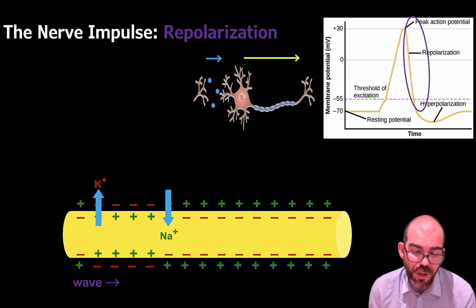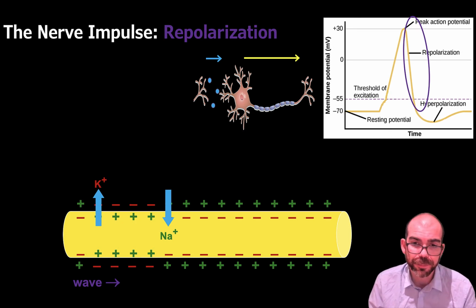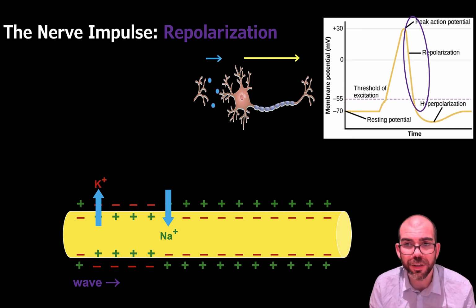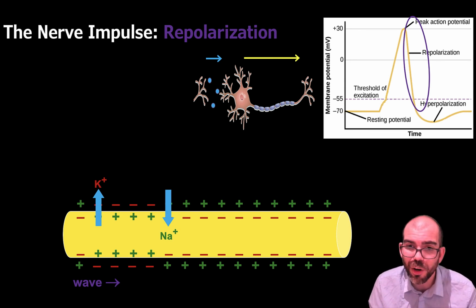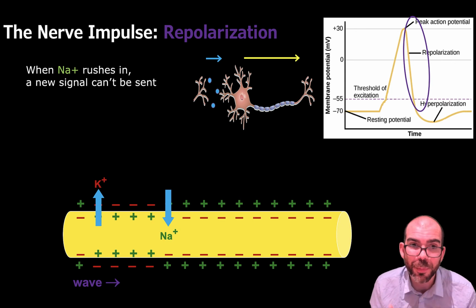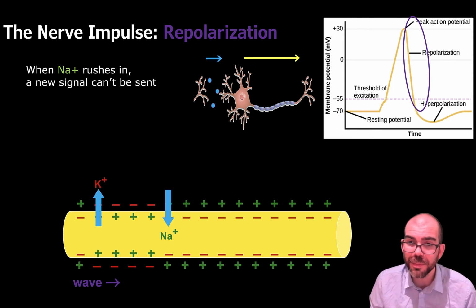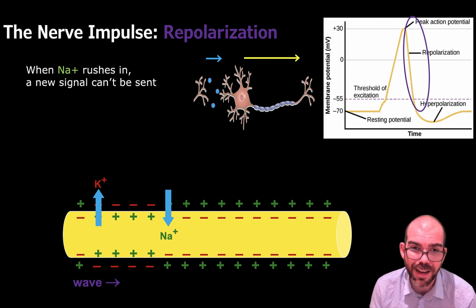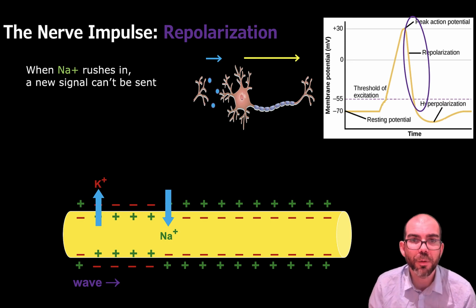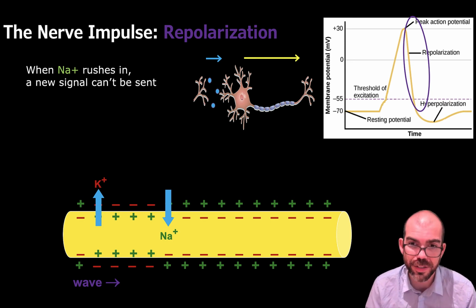As that happens though, think back to the domino example. Once all my dominoes have fallen, I can no longer send a signal. That's a problem. Your neurons need to be able to be stimulated again and again and again. When we are depolarized, we can't re-trigger that. So to reset our depolarization, the neuron will then do repolarization.